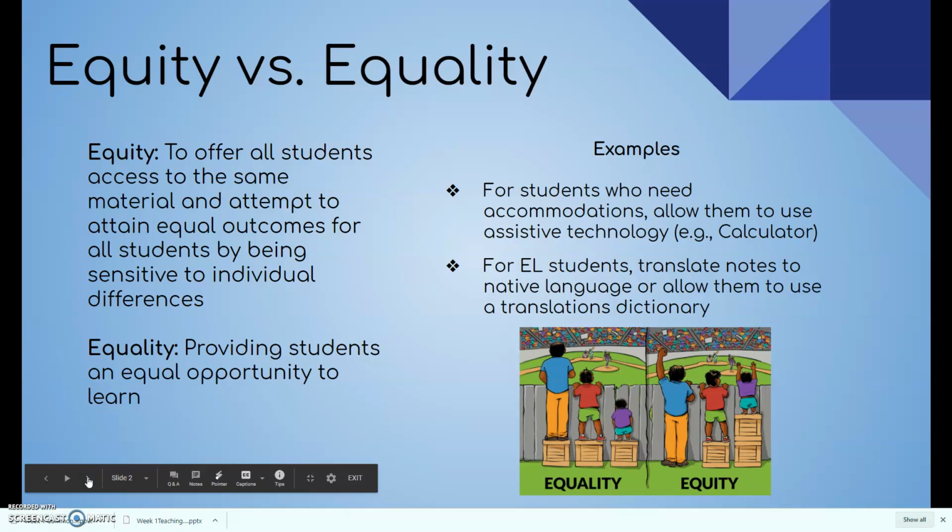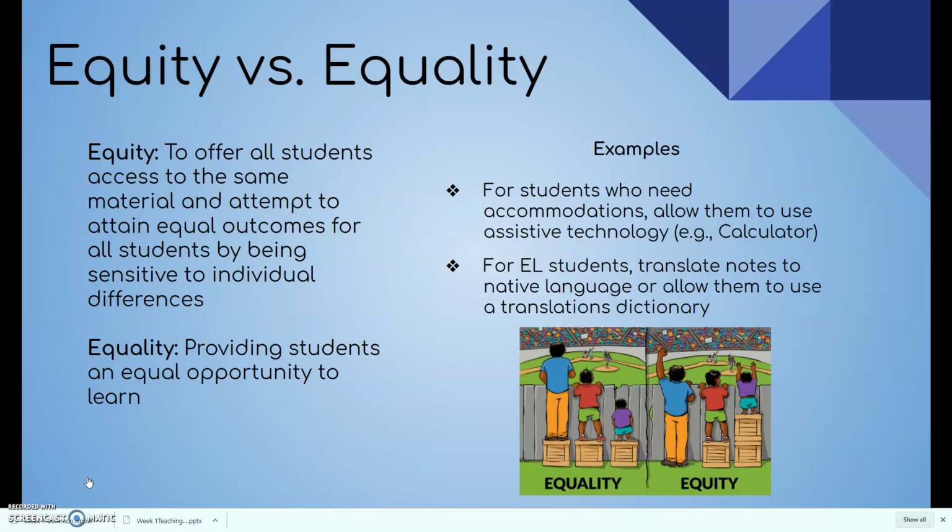Okay, equity versus equality. Equity is defined as offering all students access to the same material and attempting to attain equal outcomes for all students by being sensitive to individual differences. Some of these students include students with disabilities, students from different cultural backgrounds, our EL students, English learner students, students who are mathematically gifted, and students who are unmotivated or need to build resilience. And then equality is providing students an equal opportunity to learn.